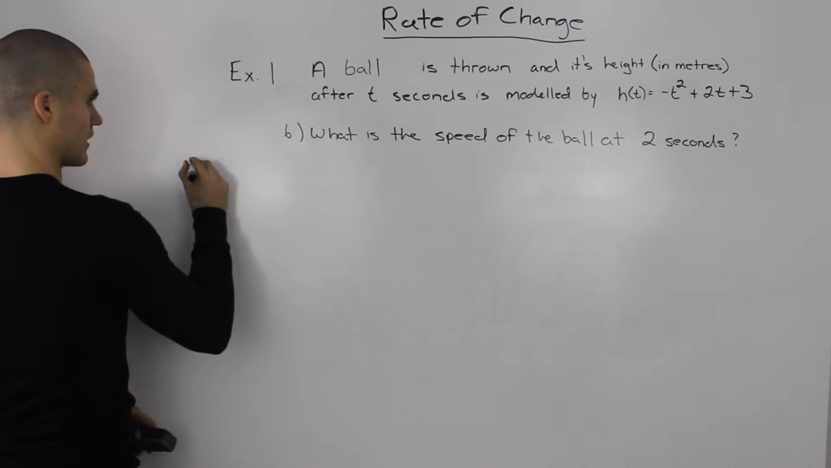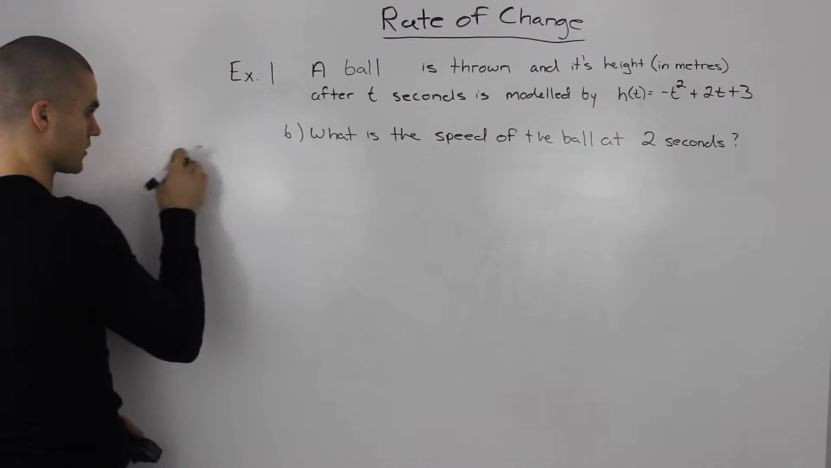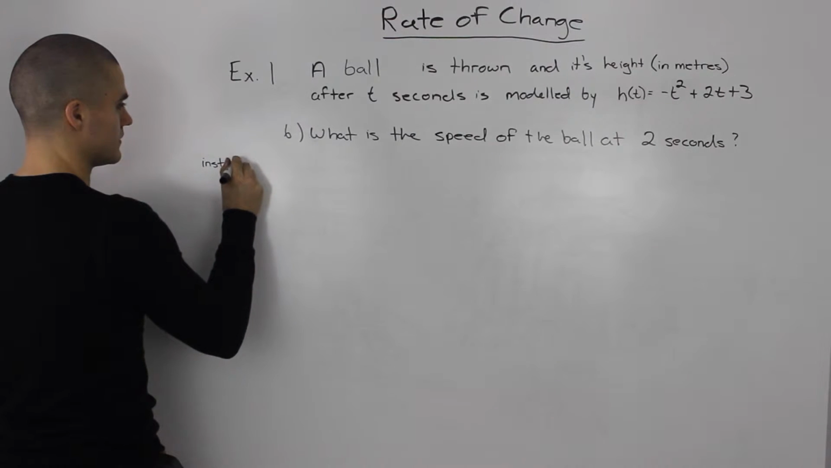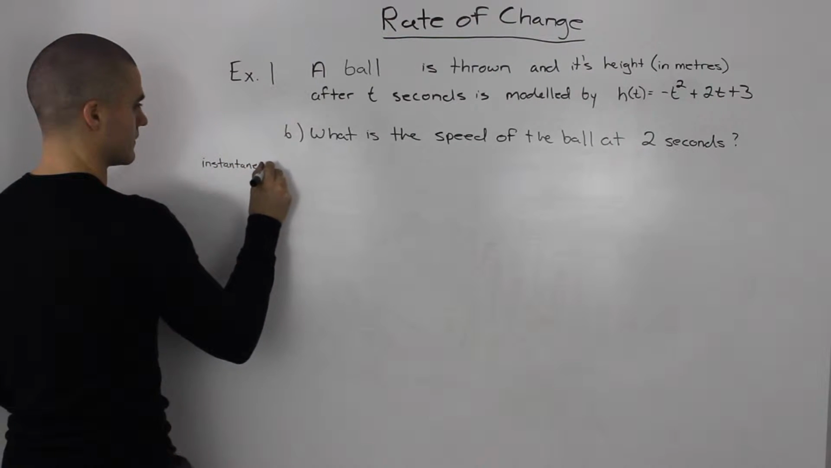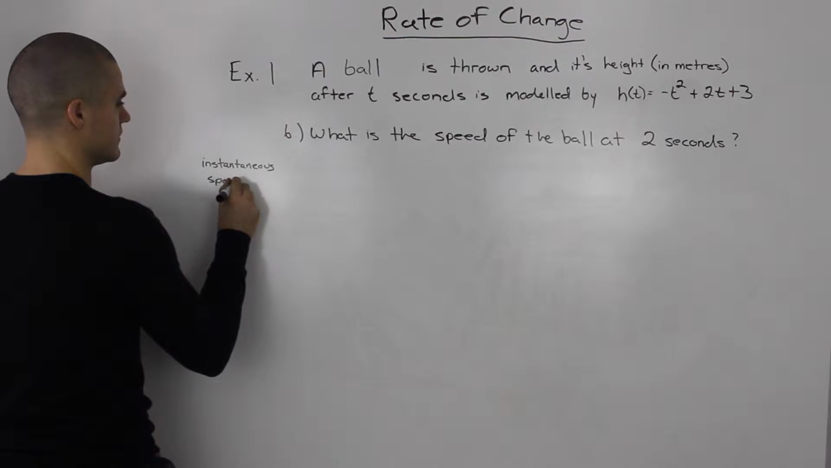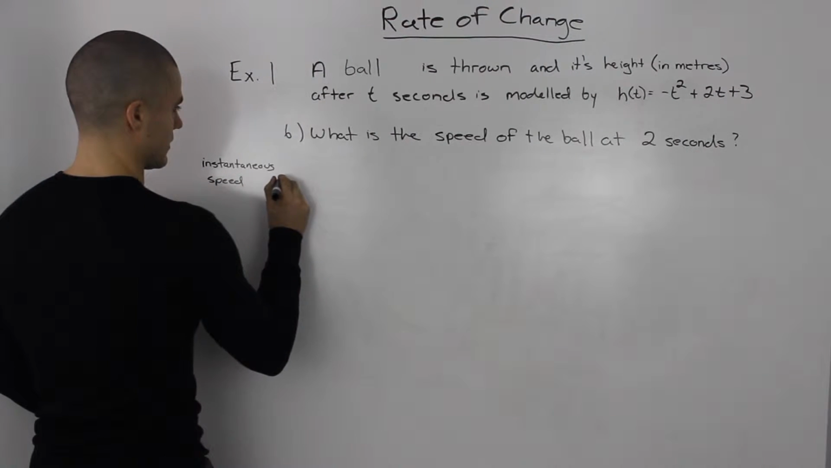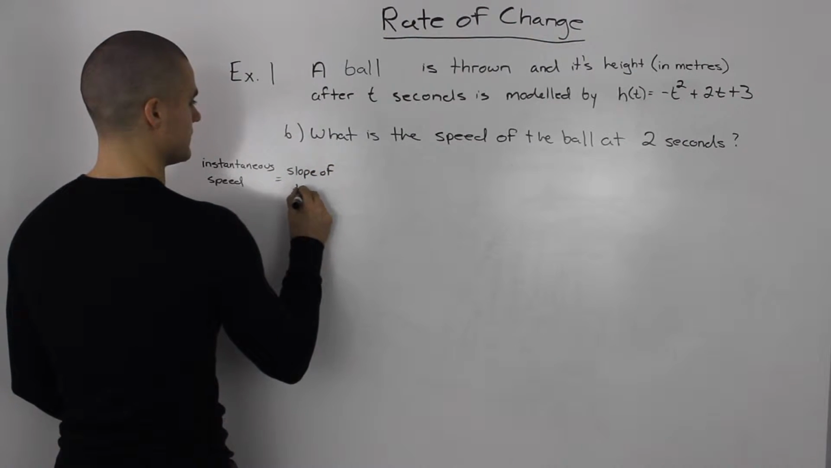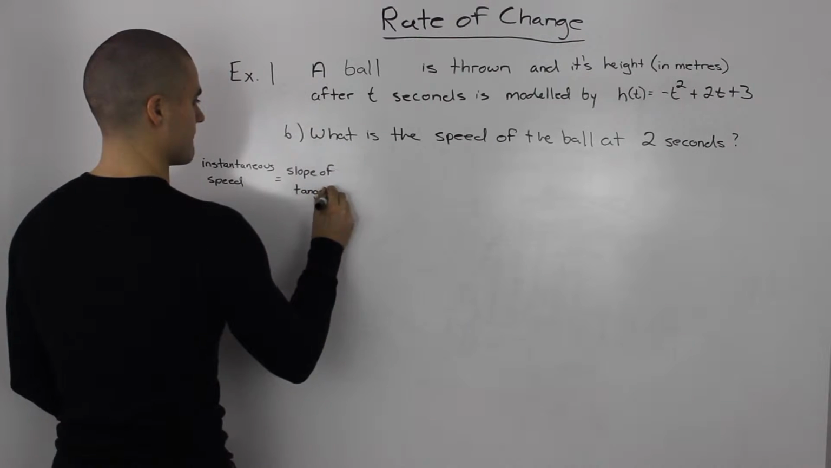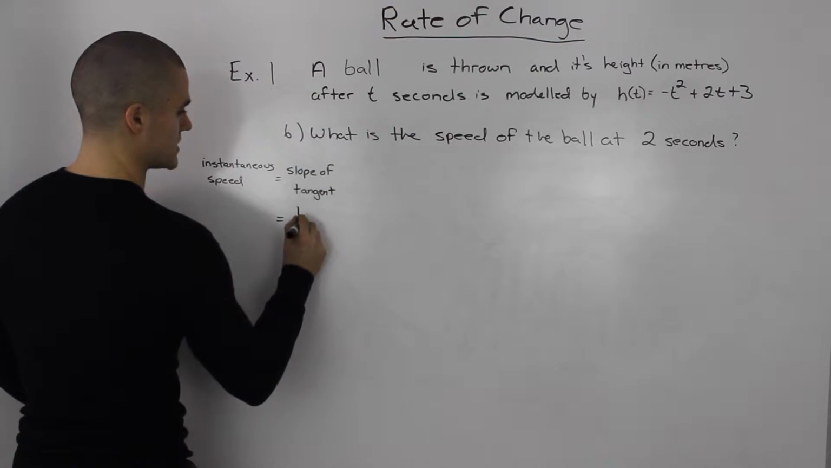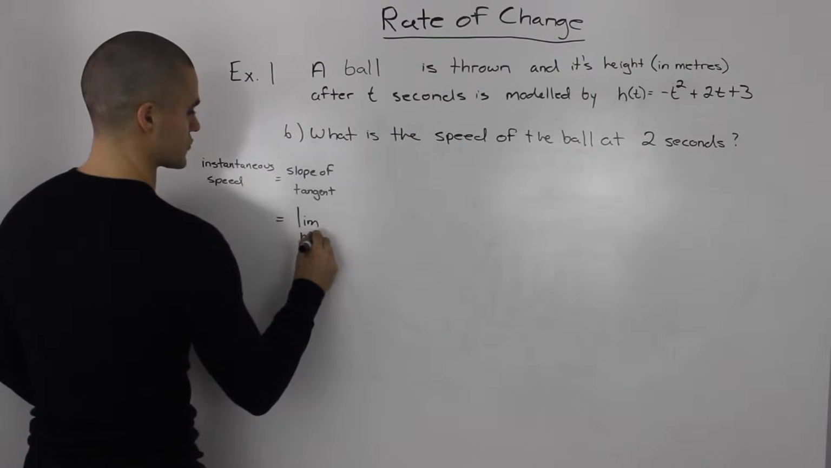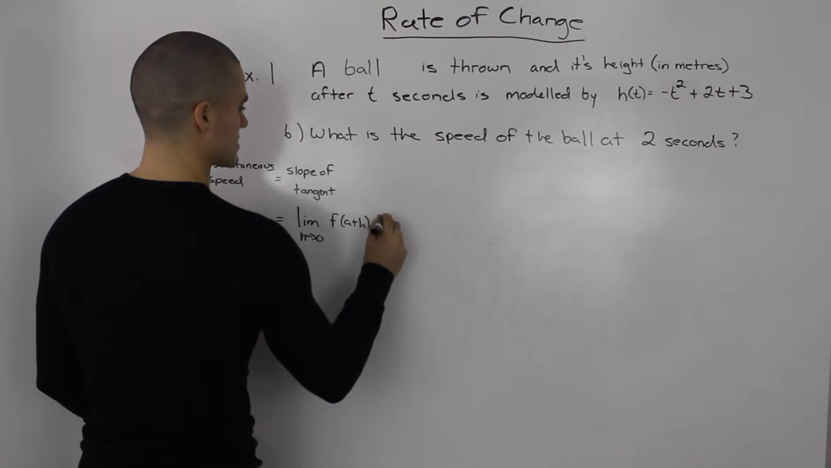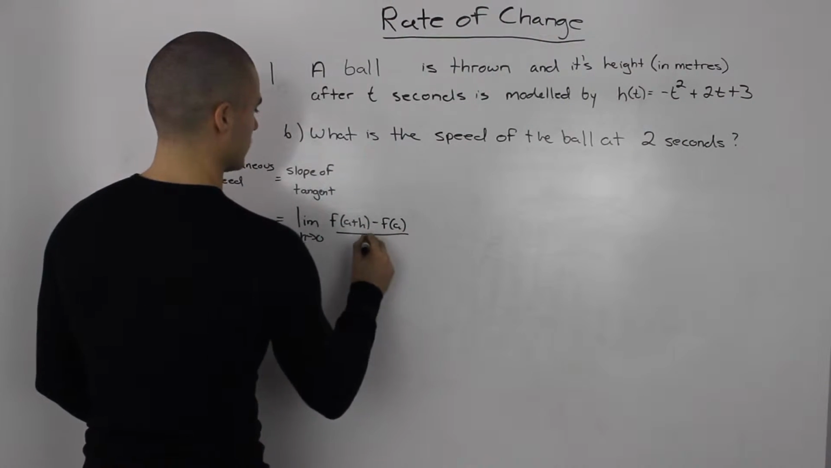So we're going to need a lot of room here, so I'll start closer to the left. So the instantaneous speed is equal to the slope of the tangent. And how do we find the slope of the tangent? Well, we take the difference quotient of f of a plus h minus f of a over h.